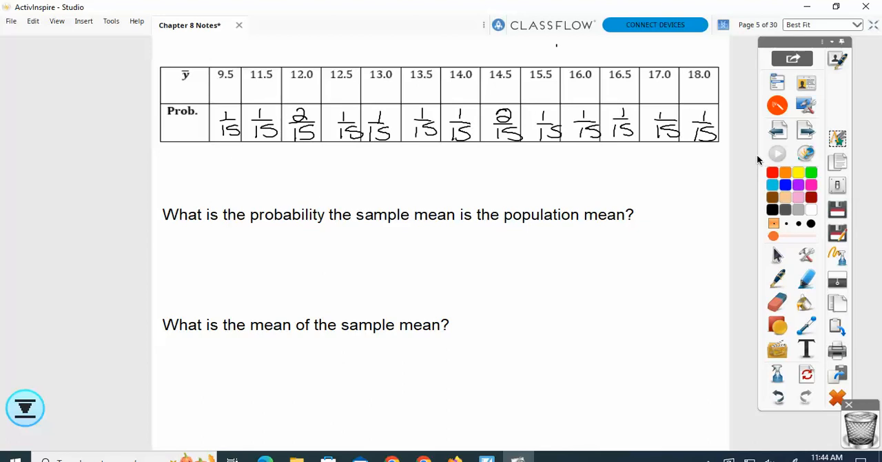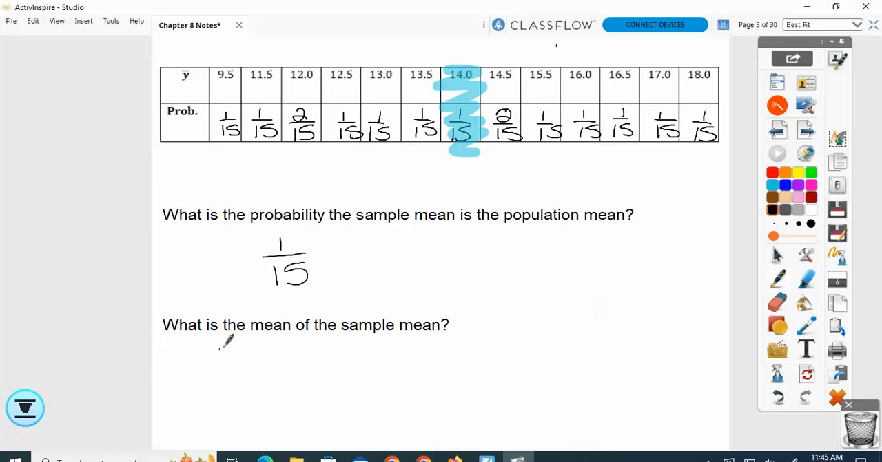So then, what's the probability the sample mean is the same as the population mean? What's the probability that I take my 2 pumpkins and I get the correct weight? The true weight, we already found that the actual average was 14 pounds. So there is only a 1 in 15 chance that I would guess the correct average weight from my 2 pumpkins. You guys okay with that?